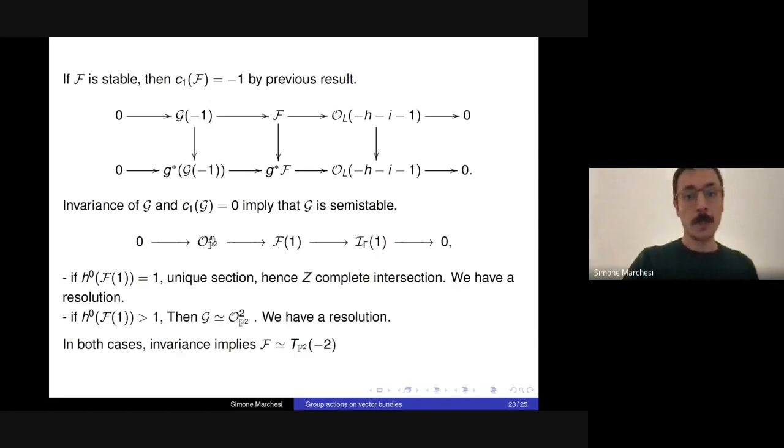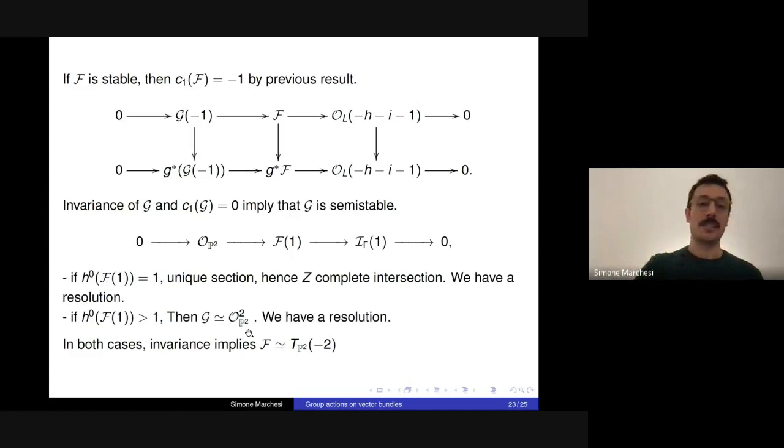And of course, two things can happen. I have a unique global section. In this case, sorry, I said zeta, but that's this gamma here. This is a complete intersection. We have a resolution. We apply the action. We need linear forms. We get a twist of the tangent bundle. And if we have more than one global section, that means that actually G was two copies of OP2.